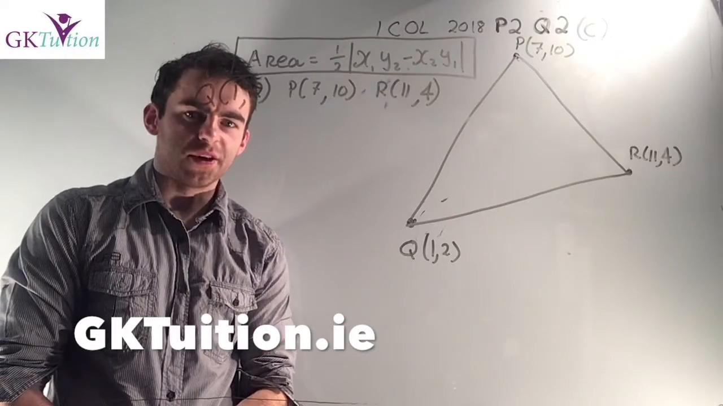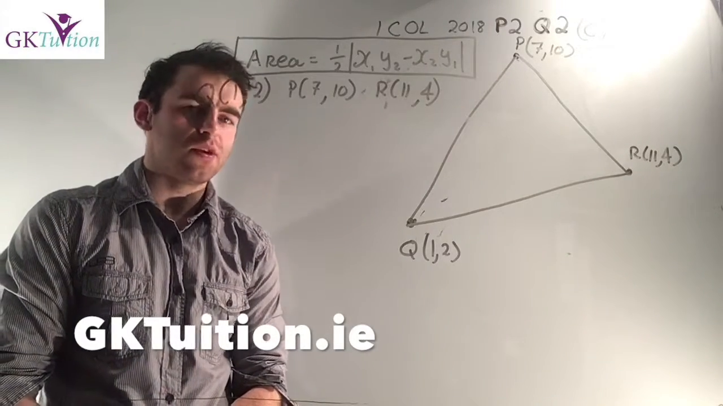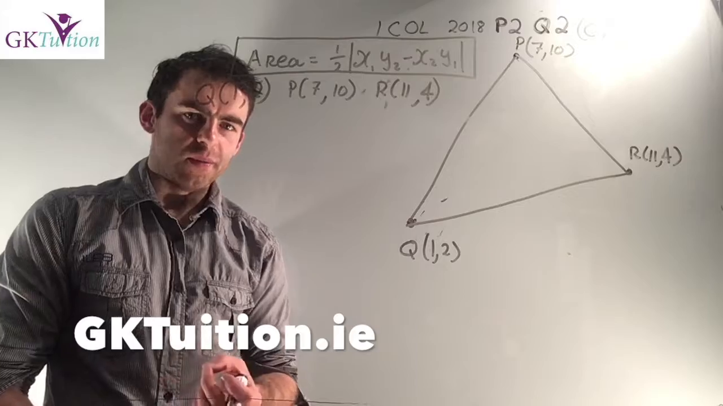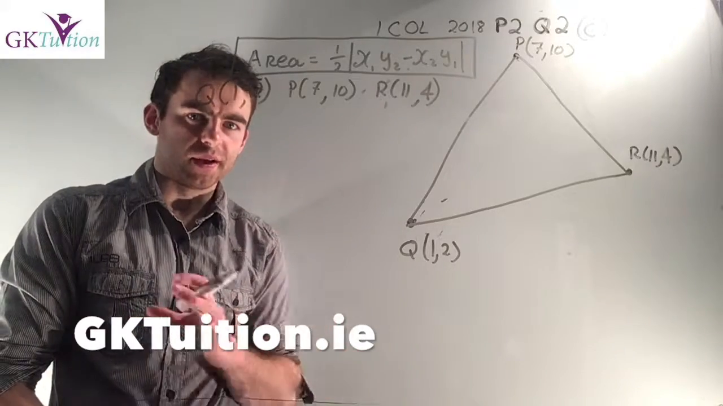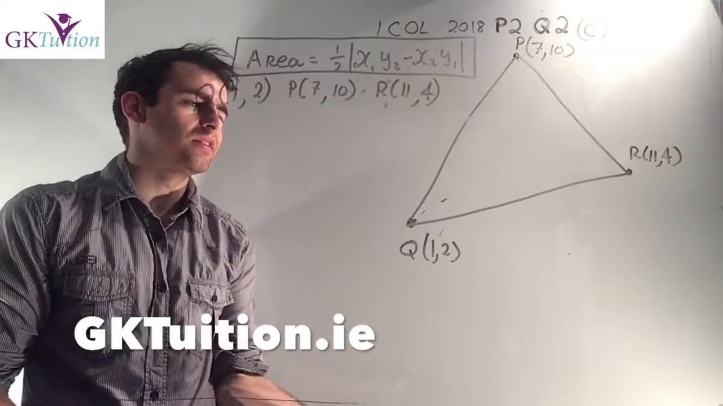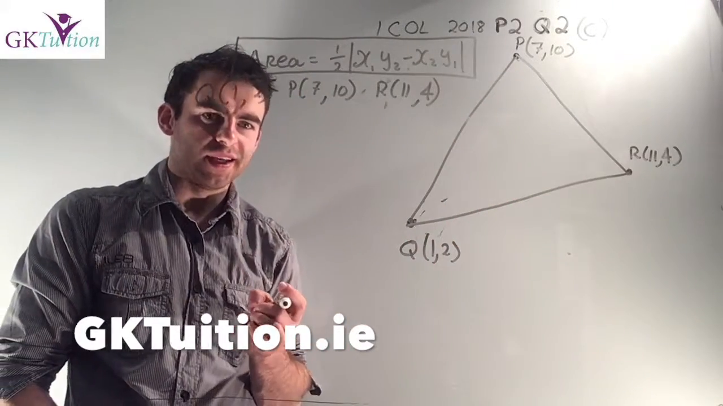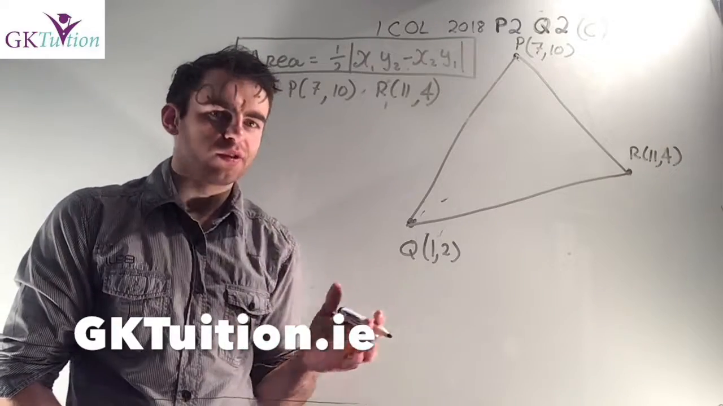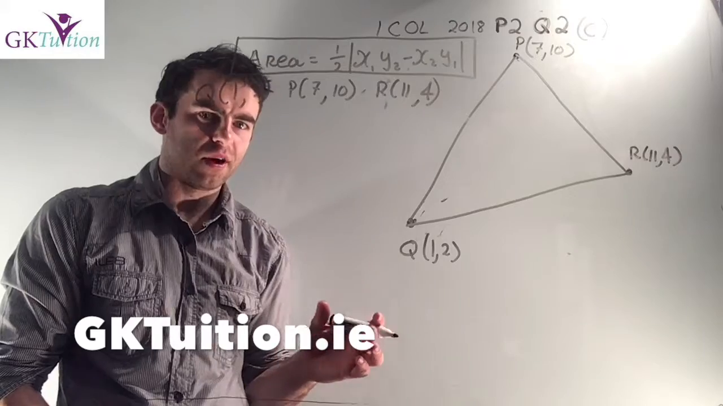Okay, so for the third part of this question, we're asked to find the area of the triangle PQR. Now the first thing that might come into your head is to get half the base by the perpendicular height. But I can't do that in this case because I have no real means of working out what the perpendicular height is. Remember, this is not a right angle triangle, so it's going to be very difficult to use half the base by the perpendicular height.